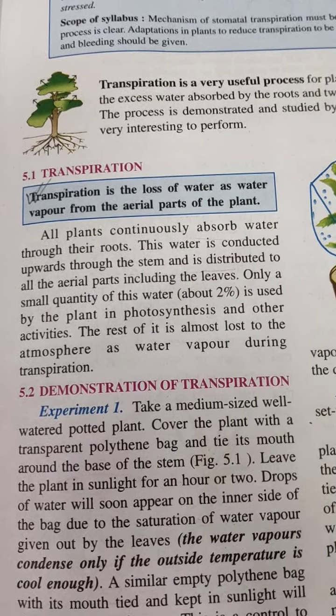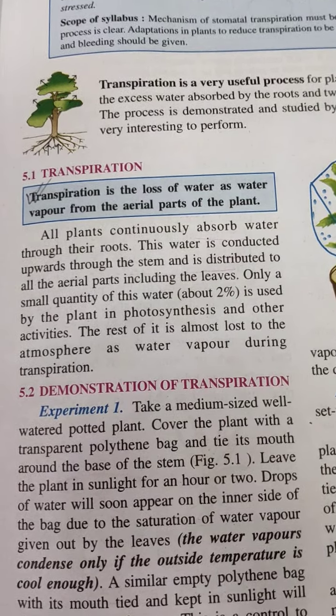Now, we have to demonstrate the process of transpiration, and for that, look at this diagram. This is a very important diagram, but it is a very simple diagram to demonstrate transpiration process. Take a medium-sized, well-watered plant, cover the plant with a transparent polythene bag and tie its mouth around the base of the stem. Leave the plant in sunlight for an hour or two and drops of water will soon appear on the inner side of the bag due to saturation of water vapor given out by the leaves.